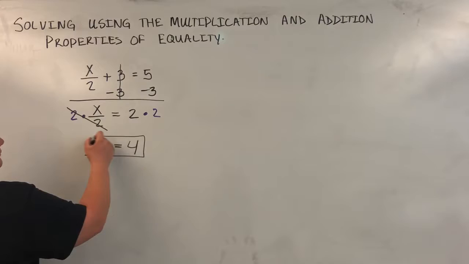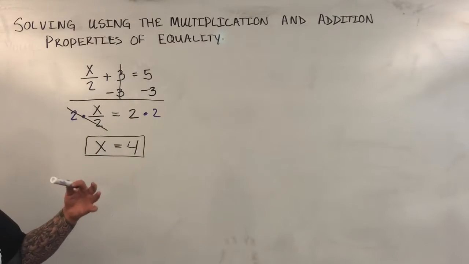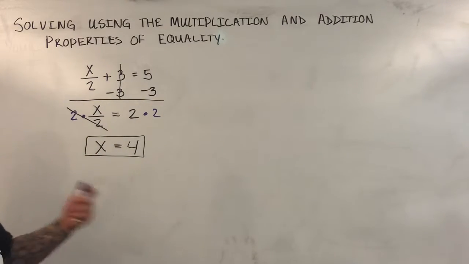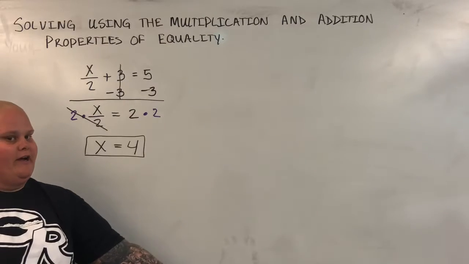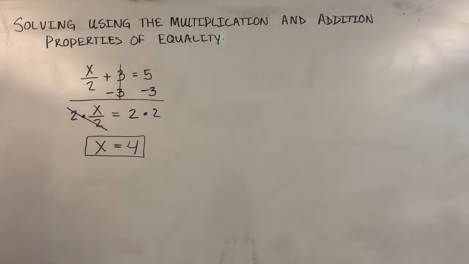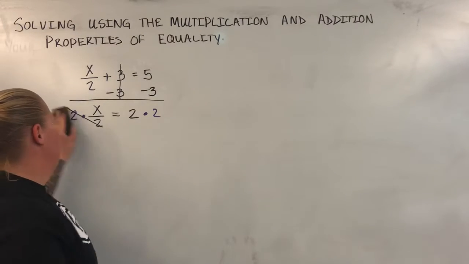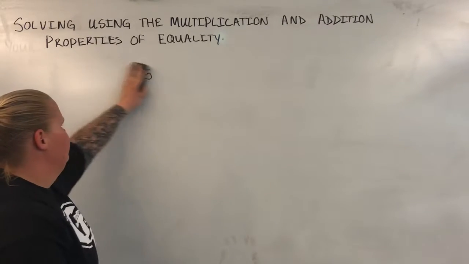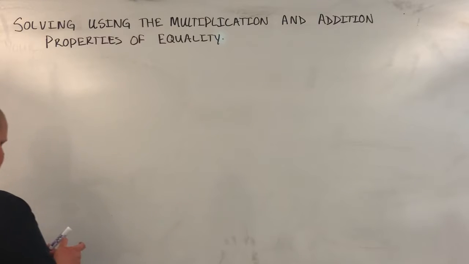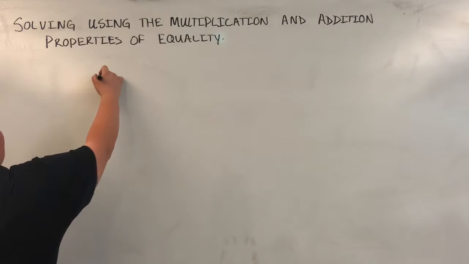So, by using kind of a reverse PEMDAS, by adding or subtracting before we multiply or divide, we can solve for x fairly easily. Our next example is going to be 2x minus 3 equals 5. Or equals 9, I'm sorry.